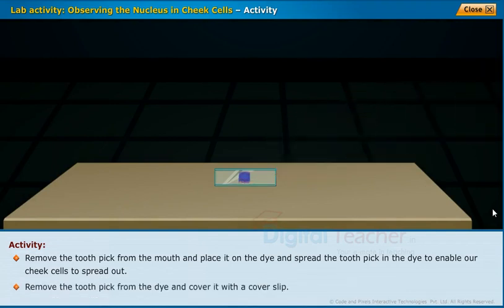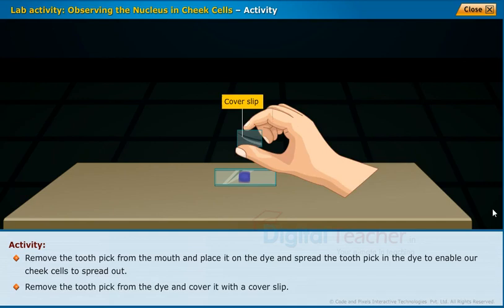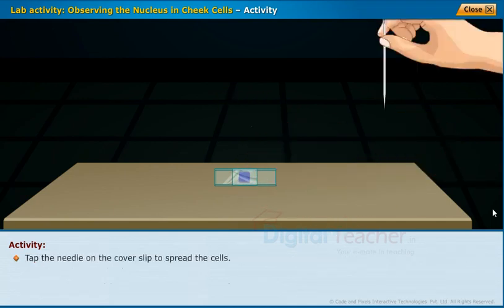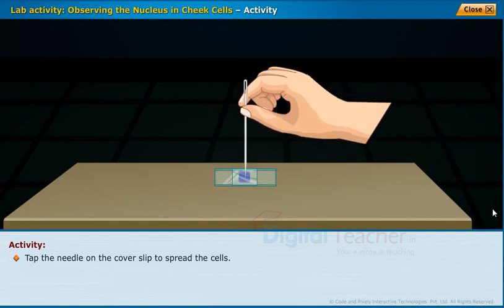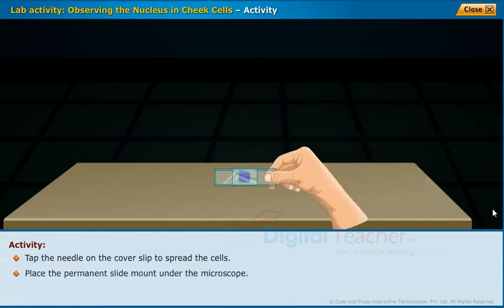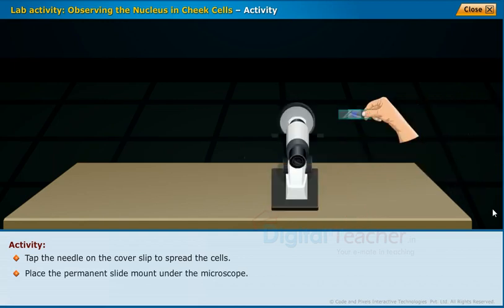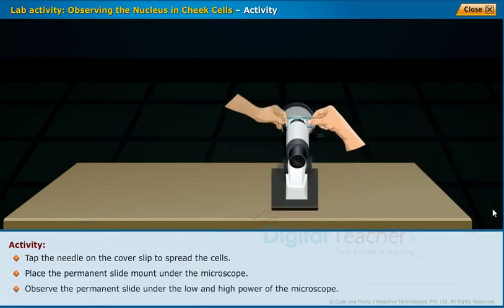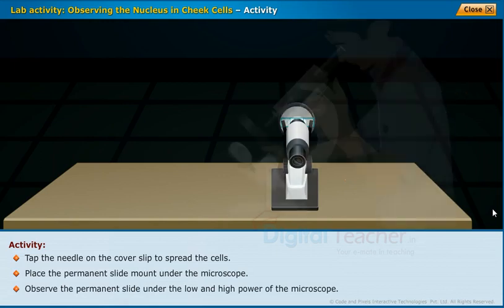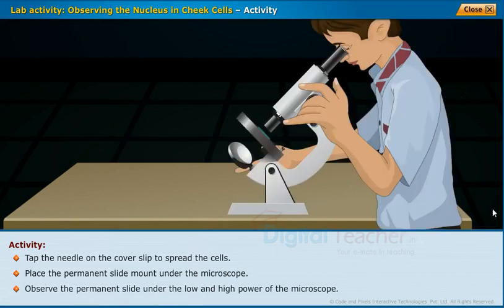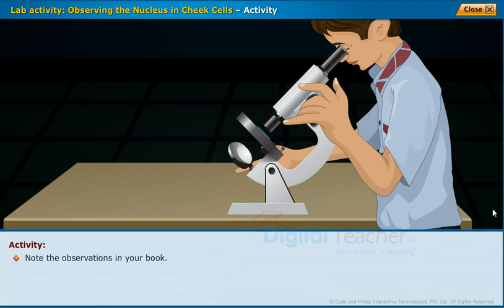Remove the toothpick from the dye and cover it with a cover slip. Tap the needle on the cover slip to spread the cells. Place the permanent slide mount under the microscope. Observe the permanent slide under the low and high power of the microscope. Note the observations in your book.